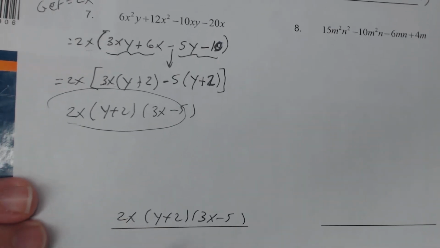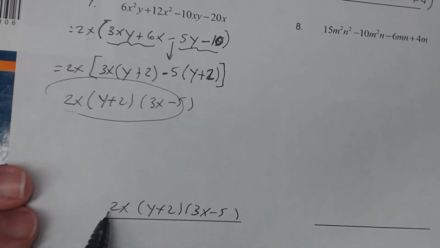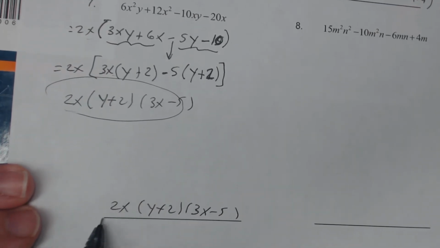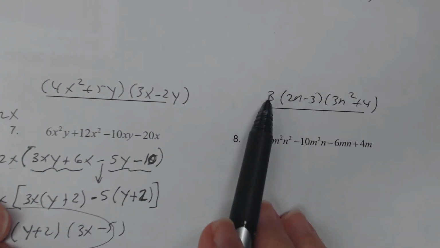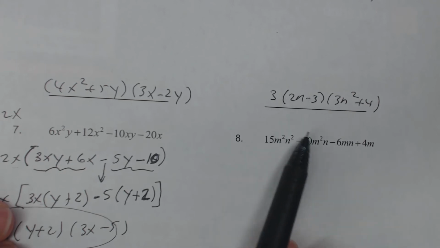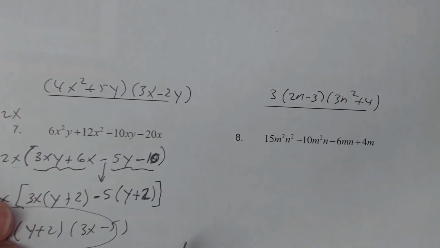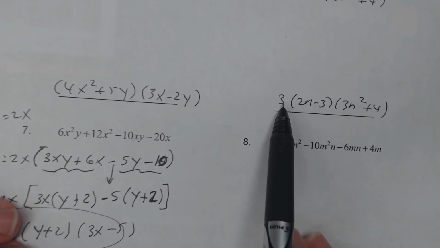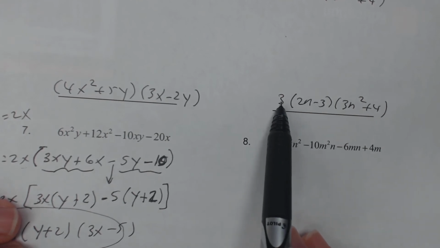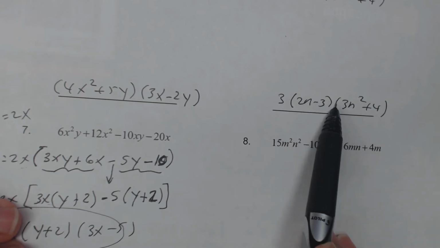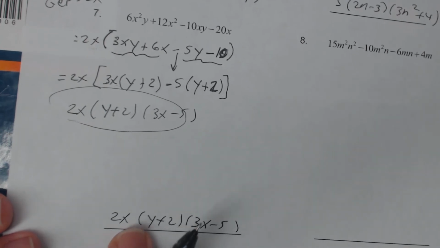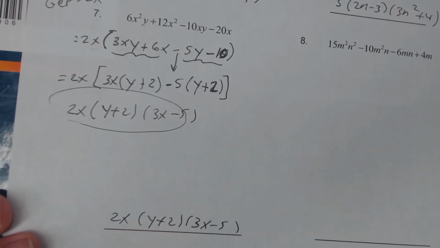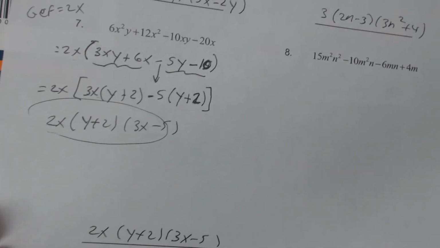All right. So this number 7 has 4 factors in its factorization. 2 is a factor, x is a factor, y plus 2 is a factor, and 3x minus 5 is a factor. So it has 4 factors. Here you have 3 factors. 3 is a factor, 2n minus 3 is a factor, 3n squared plus 4 is a factor. So remember, factors are separated by products. So here you read this as 3 times 2n minus 3 times 3n squared plus 4. Over here you say 2 times x times y plus 2 times 3x minus 5. So there's your 4 factors, but there's your answer.